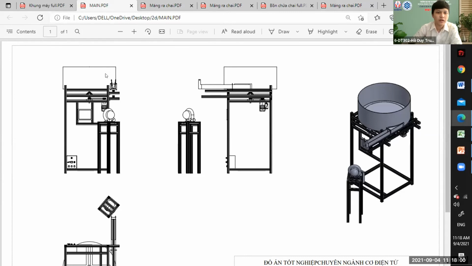Also, we had to recalculate the force from this motor and the force of this, in order to fit in our new design over here.